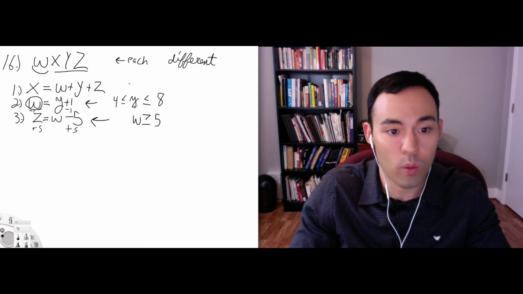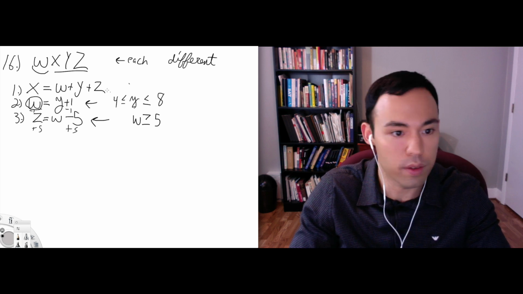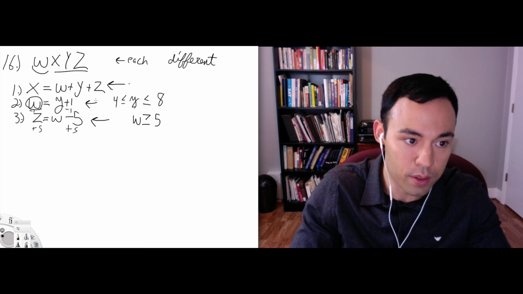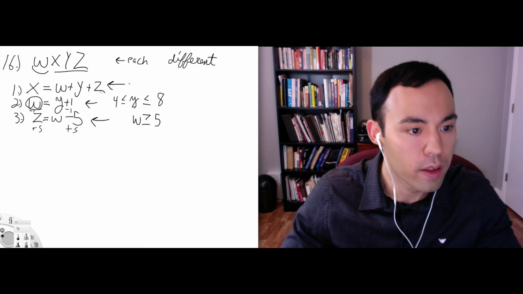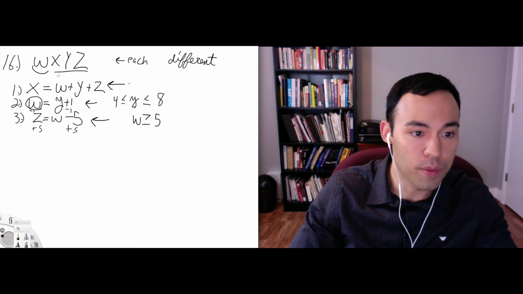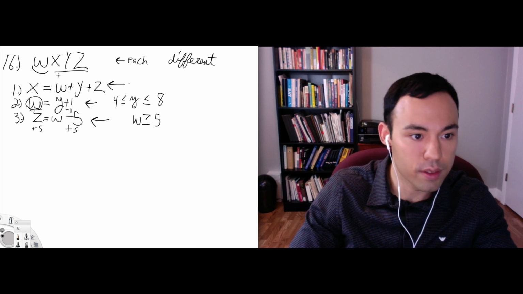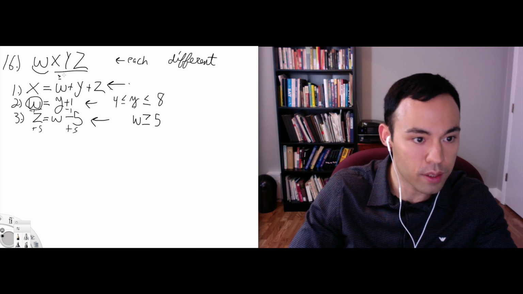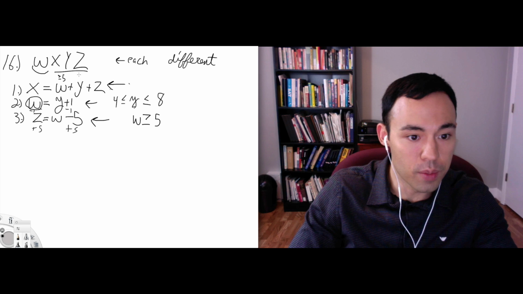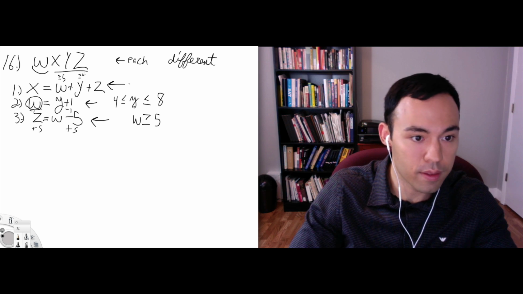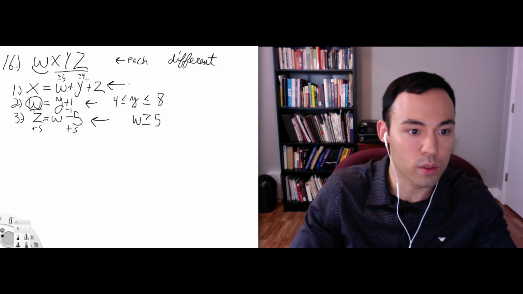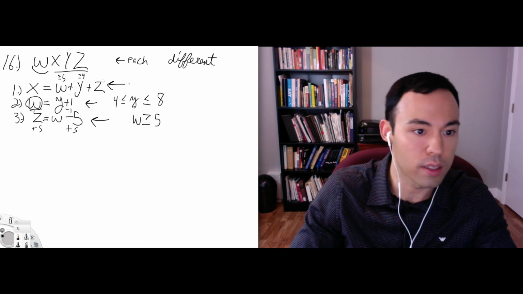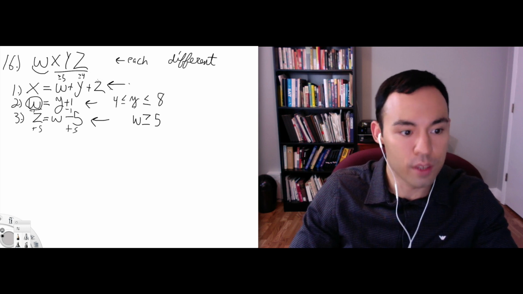So we now know that Y is between 4 and 8, W is greater than 5. Now let's do this last rule we haven't looked at. X is equal to something at least 5, so this is greater than or equal to 5, plus something in between 4 and 8, so let's just put greater than or equal to 4. So it could be 4, 5, 6, 7, or 8, plus some mystery value.